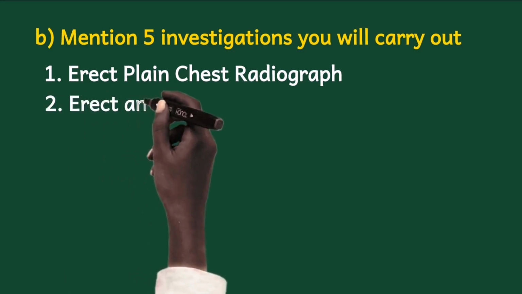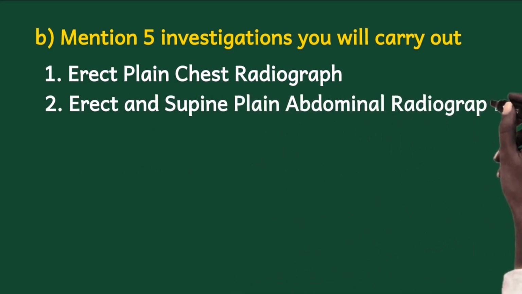Then we can do an erect and supine plain abdominal radiographs. We are looking for radiographic features of acute intestinal obstruction, like multiple dilated loops of bowel, multiple air fluid levels, etc. Sometimes the X-ray can diagnose radio-opaque stones in the gallbladder or in the ureters.